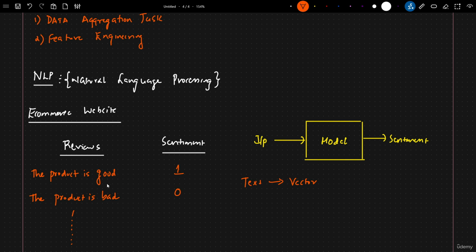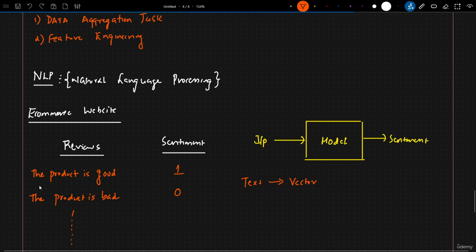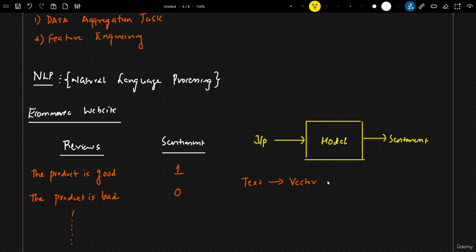If I have these 4 words, I may convert them into 4 numerical values, or 5 numerical values, or 10 numerical values. So converting text into vectors usually requires different techniques, right? One technique is one-hot encoding. In NLP, we have these techniques: one-hot encoding, TF-IDF, bag of words, and word2vec. These techniques convert all the specific words into vectors.